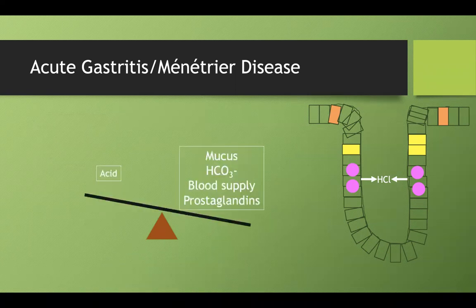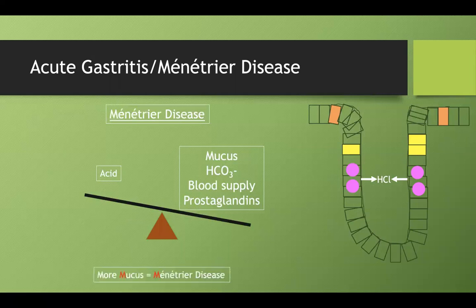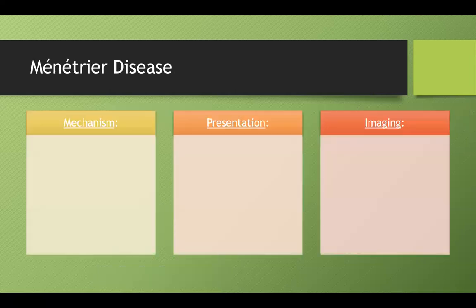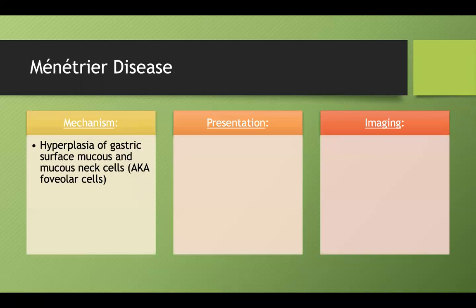On the other hand, if you have this setup where you have too little acid and too much mucus, you can get something called Menetrier disease. And again, the M in mucus can remind you of Menetrier disease. I'm going to start with Menetrier disease because I think it's a little easier to talk about.